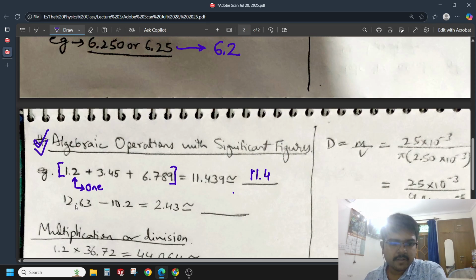Now after that we have this example: 12.63 minus 10.2 will give us 2.43, but we have only one digit after the decimal. So we'll give the answer as 2.4.